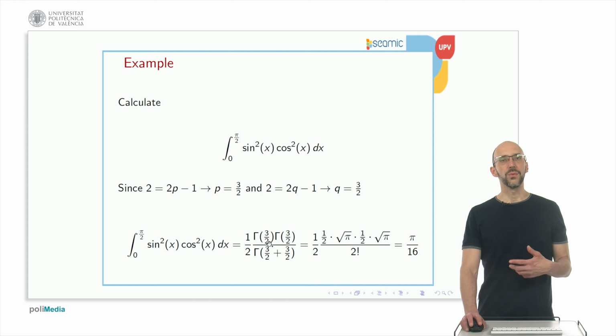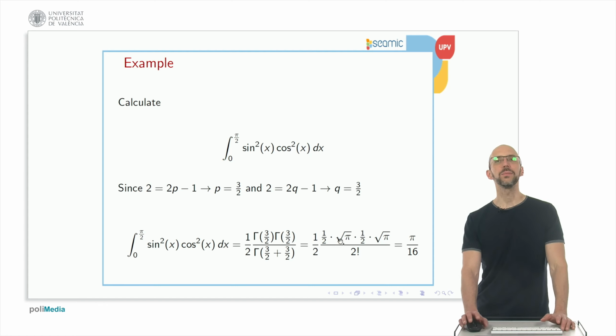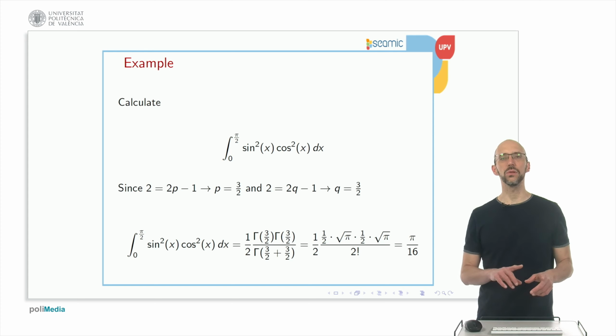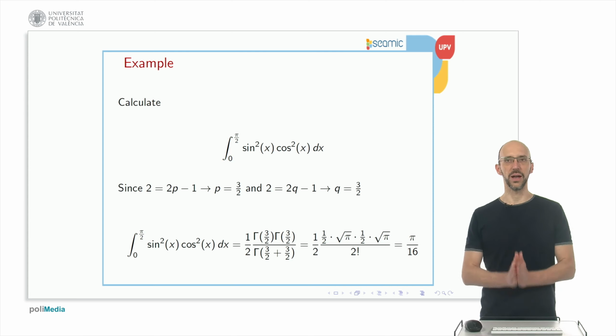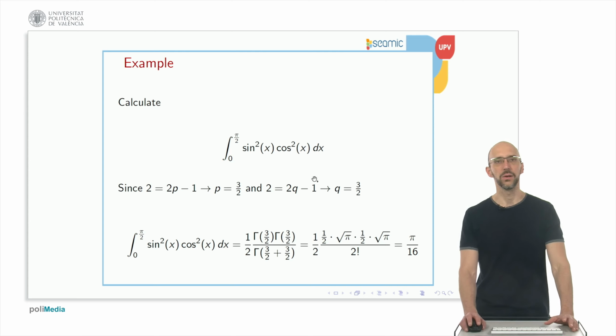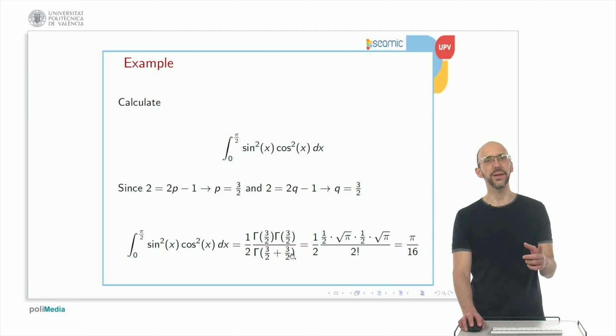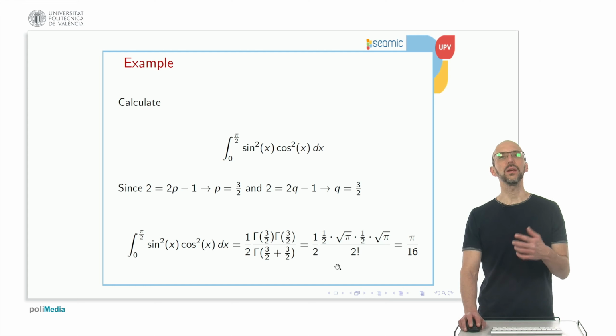Remember that gamma at 3/2 is 1/2 times gamma at 1/2. And gamma at 1/2 is square root of pi. So I am using properties of the gamma function. It's very easy, but again, if you don't remember how to calculate the gamma function, go back to the video on gamma functions and review it, because it's very simple. So gamma at 3/2 is 1/2 times square root of pi, divided by, remember, this is gamma at 3, so 2 factorial.